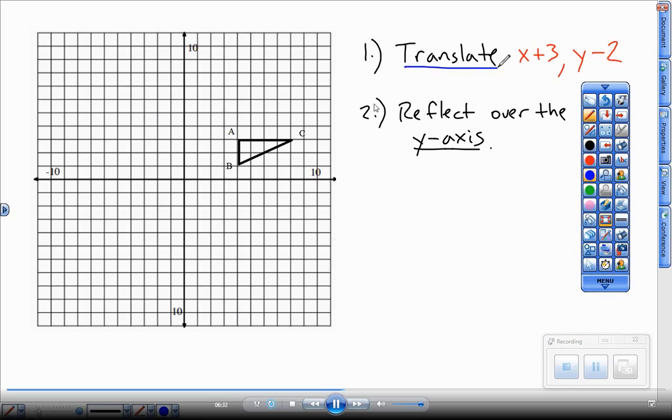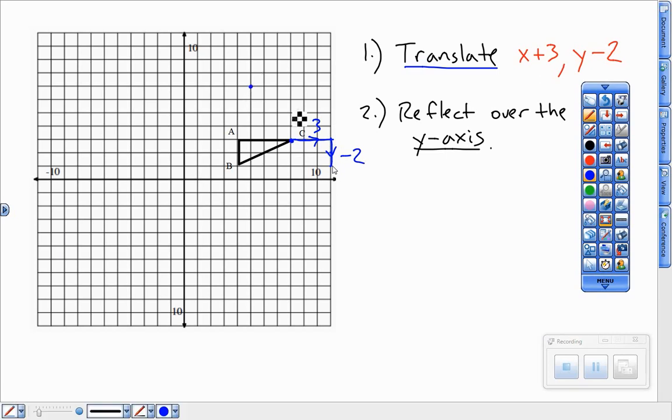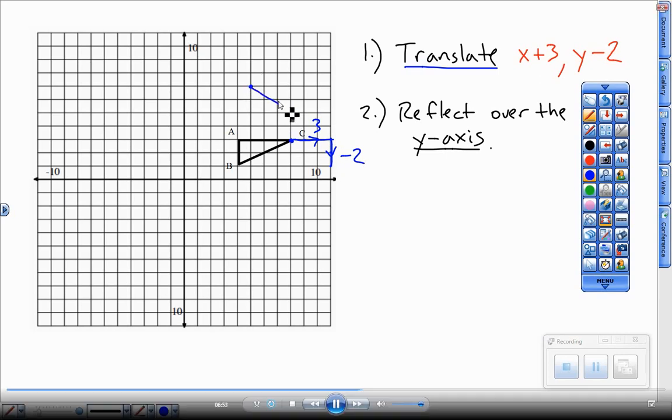So translate. I'm going right 3, down 2 for every point on this triangle. Focus on the 3 endpoints, the 3 vertices. Take that point, right 3, down 2, right 3, down 2. That's going to be the new C right there. I can describe that motion again with an arrow going right 3, down 2. That describes that motion, that translate. That's called a vector. Right 3, down 2.